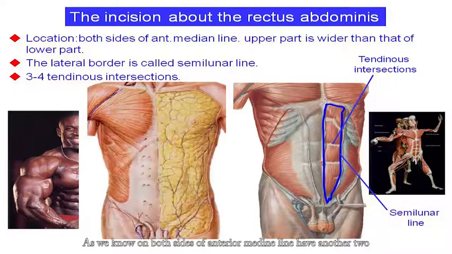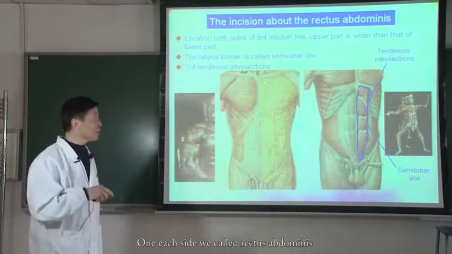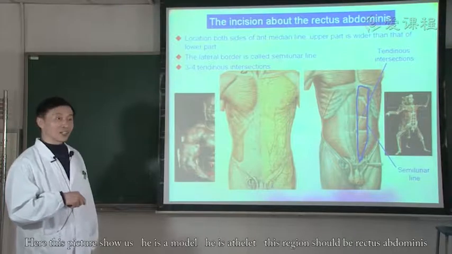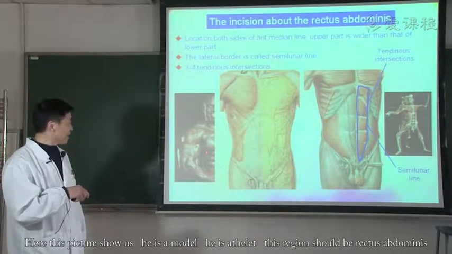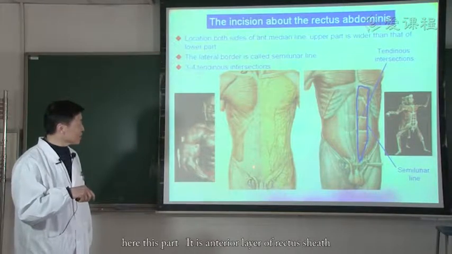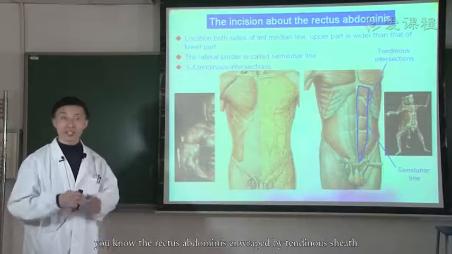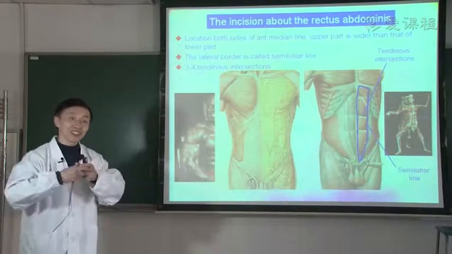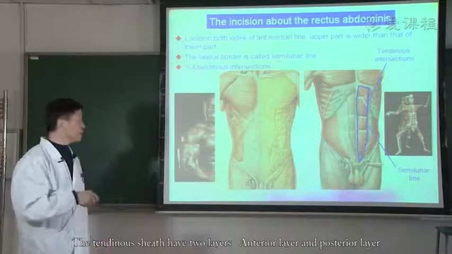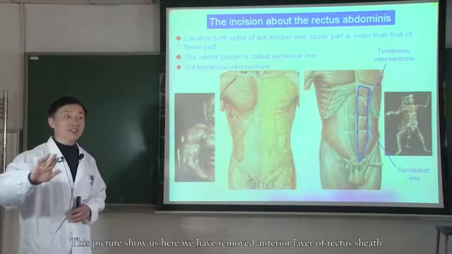As we know, on both sides of the anterior midline there is another muscle, one on each side. We call it the rectus abdominis. In this picture, here is the model, an athlete. You can find here the region of the rectus abdominis. This part is the anterior layer of the rectus sheath. The rectus abdominis is wrapped by a tendinous sheath. The sheath has two layers, an anterior layer and a deep, posterior layer. This picture shows that we have removed the anterior layer of the rectus sheath.